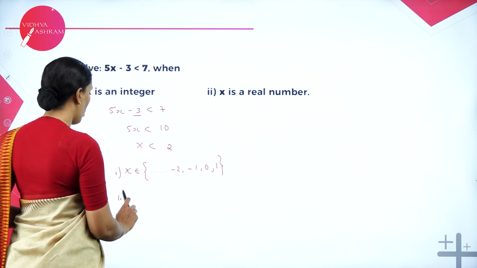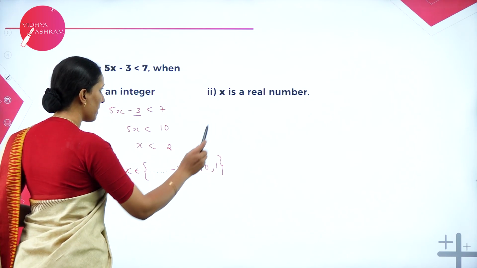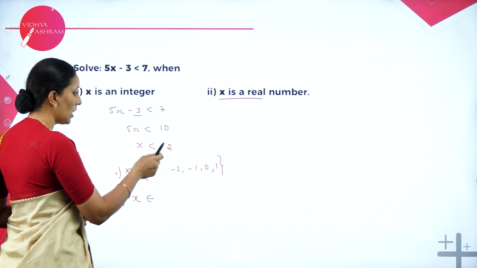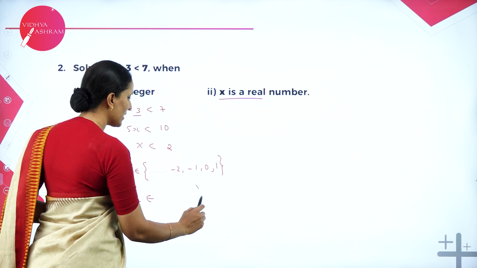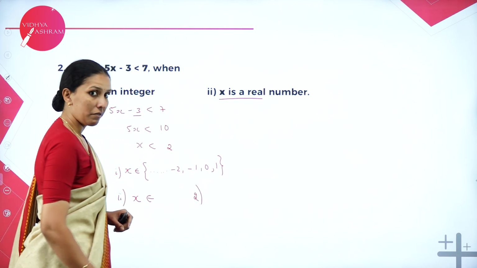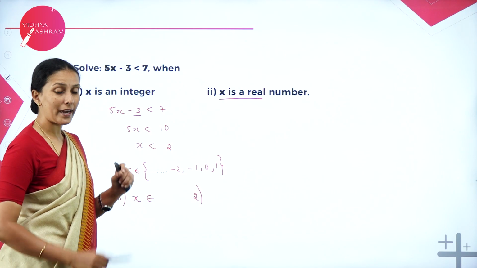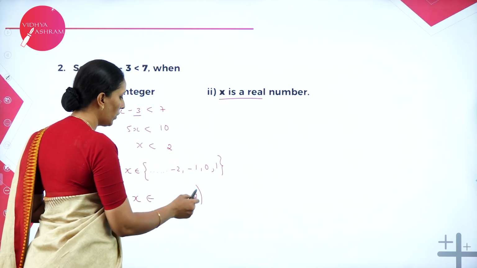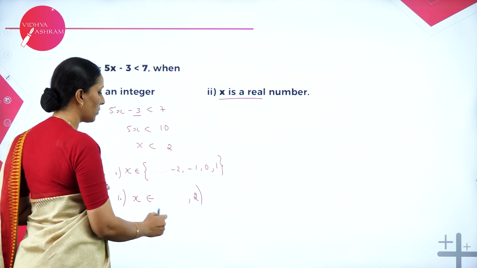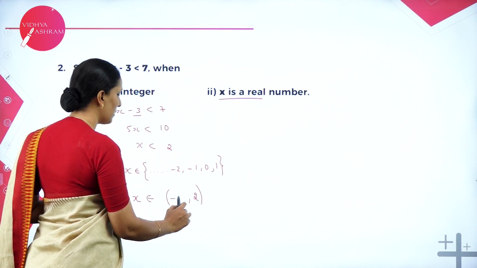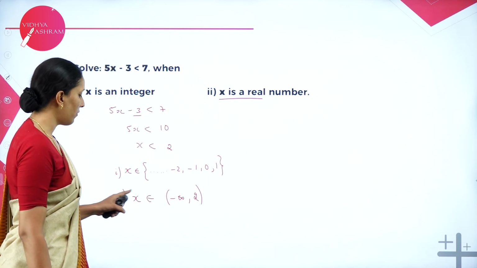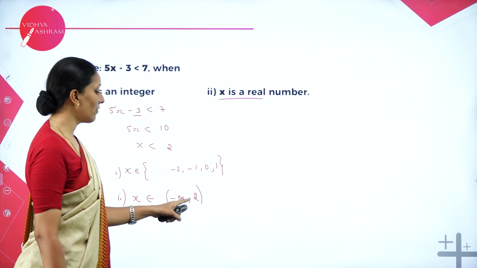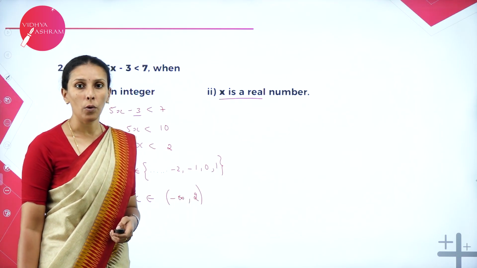Now when we come across x belongs to real number, the solution, less than 2, we always write in interval form. We have learnt in chapter 1 how to write the real numbers in interval form. So when I say less than 2, it is an open interval with respect to 2, and the last number is minus infinity. So therefore the solution set for the given inequation under real number is minus infinity comma 2, an open interval.